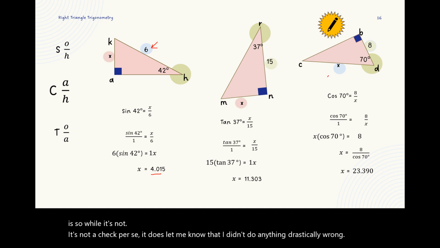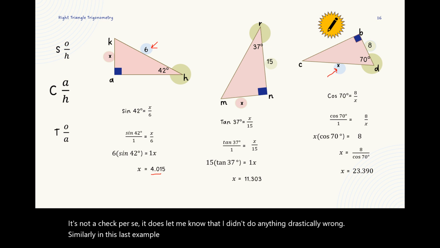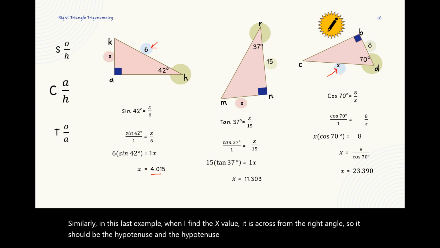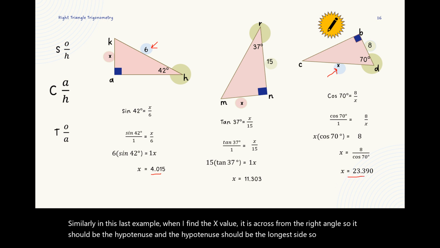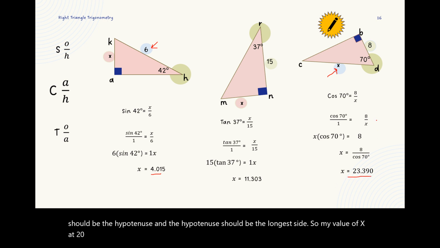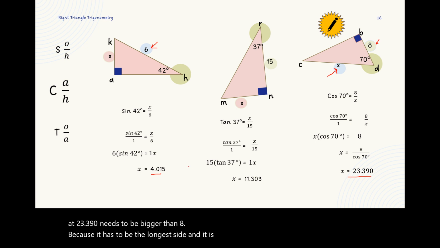Similarly, in this last example, when I find the x value, it is across from the right angle, so it should be the hypotenuse, and the hypotenuse should be the longest side. So my value of x at 23.390 needs to be bigger than 8 because it has to be the longest side, and it is. Right?